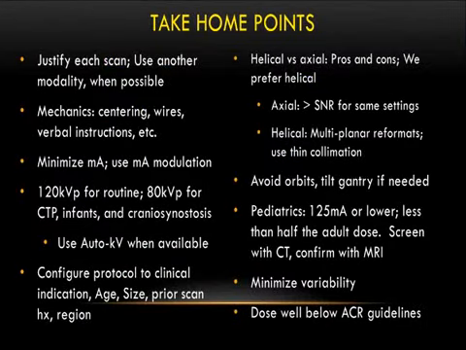So these are the take-home points. Justify each scan. Make sure you're following the mechanics of scanning properly. Minimize mA values. Use the proper kVp value. Configure the protocol to the clinical scan. Axial versus helical depends on what your priorities are. You can pick either one of them, in my opinion. Avoid orbits by tilting the gantry or tilting the head. If you are using axial, do tilt the gantry.